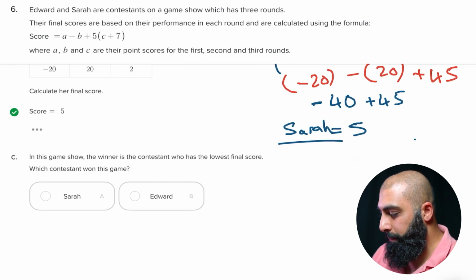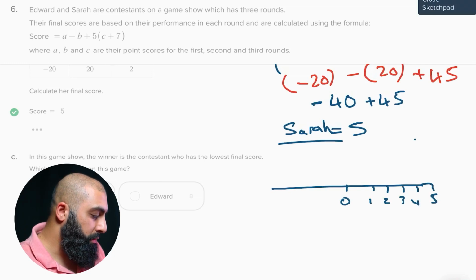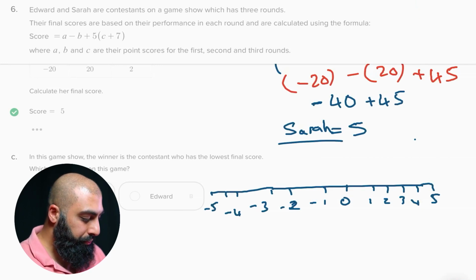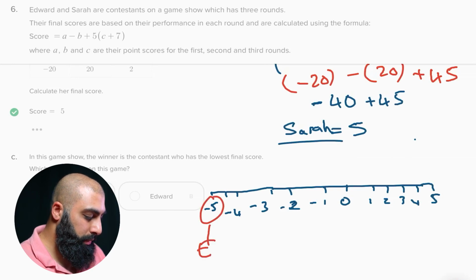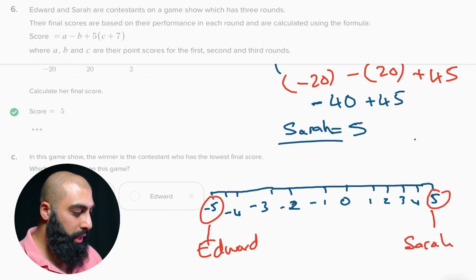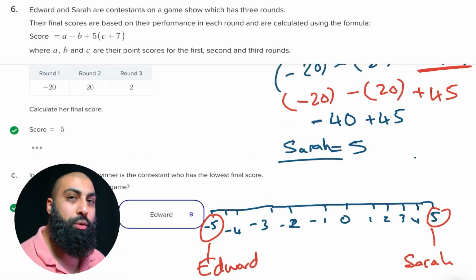So I was thinking, actually, Sarah won. However, if we just draw our number line, 0, 1, 2, 3, 4, 5, negative 1, negative 2, negative 3, negative 4, and then a negative 5 here, yeah? The lowest score, obviously, is Edward's score, okay? Edward scored negative 5. Sarah scored 5. So Edward has the lower score here. Okay, so although it's tempting to put Sarah down, it's Edward who's got the lower score.